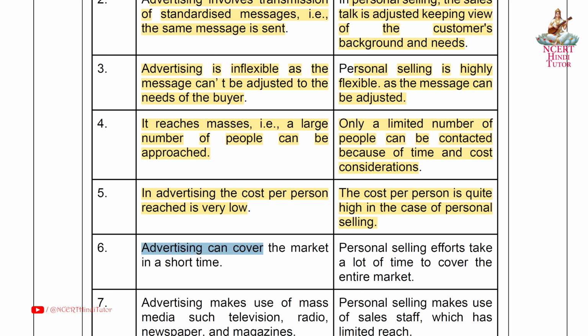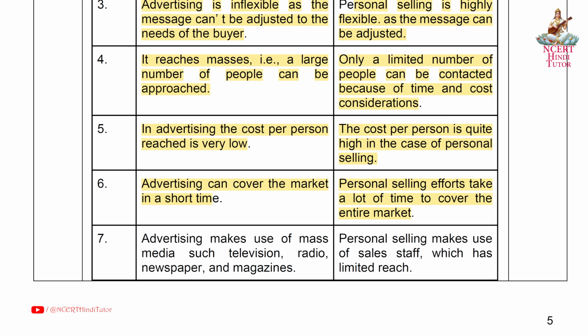Sixth, advertising can cover the market in a short time. Personal selling efforts take a lot of time to cover the entire market. Seventh, advertising makes use of mass media such as television, radio, newspaper, and magazines. Personal selling makes use of sales staff which has limited reach.